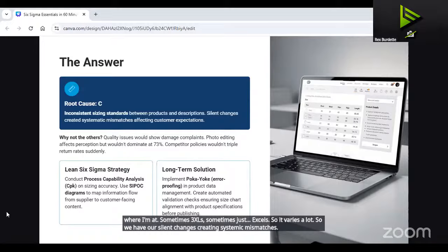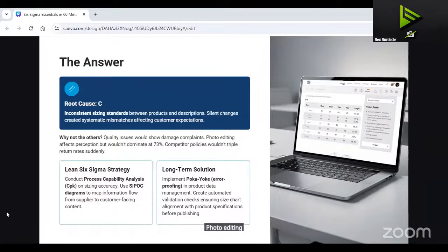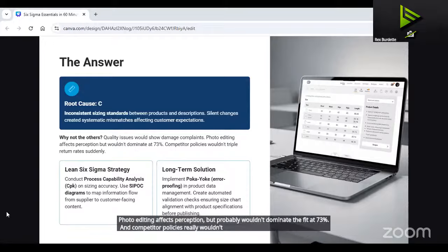Why not the others? Quality issues would show damage complaints. Photo editing affects perception, but probably wouldn't dominate the fit at 73%. And competitor policies really wouldn't triple your rates suddenly. And that's all true. So what's our Lean Six Sigma strategy?